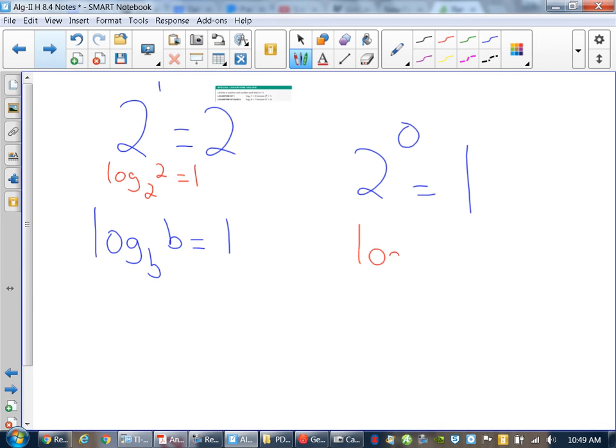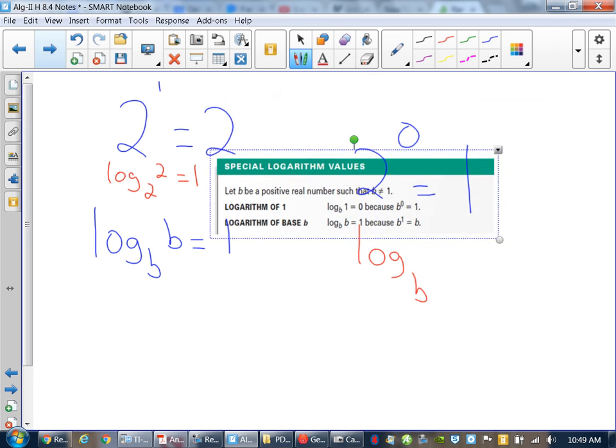This would be log base b. Let me just do this so I don't have to cough all over it.